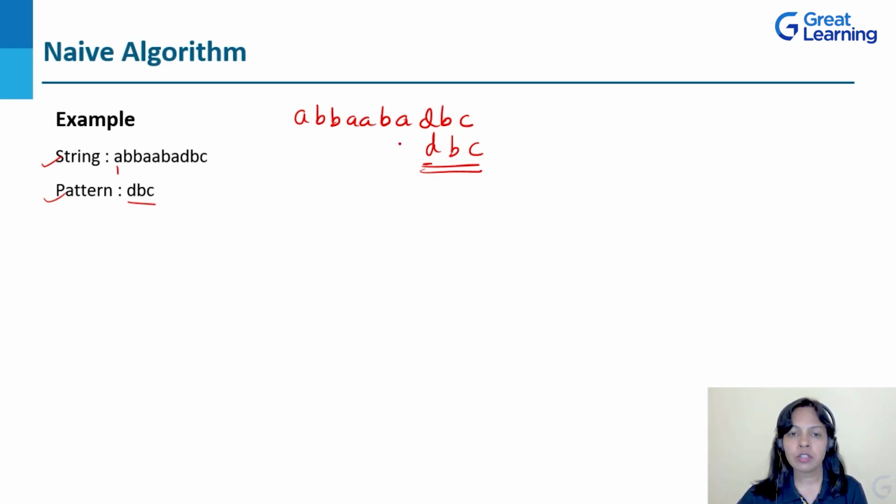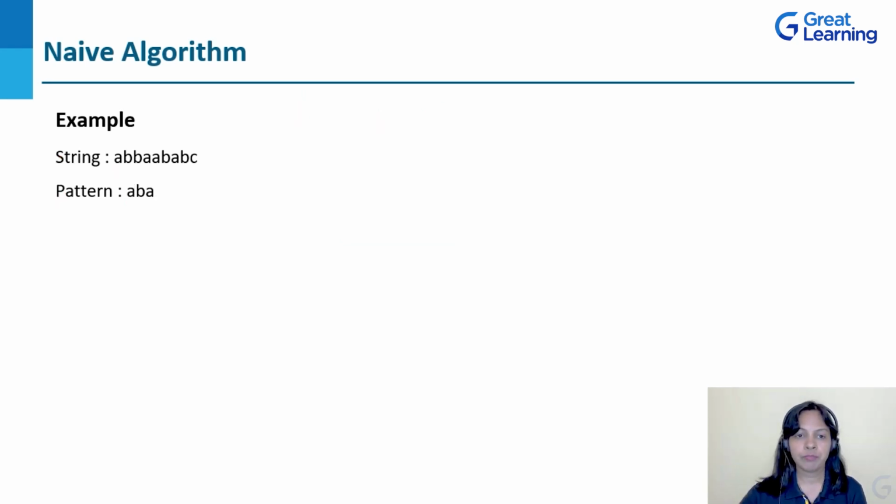And at what location? If I start counting from the 0th index here, or if you start counting from first, suppose, so 1, 2, 3, 4, 5, 6, 7, 8. So at the 8th index, we found the given pattern in the string. Okay, so this is how the basic naive algorithm works. Now, this was a very simple example, where at one given point itself, the pattern was matching with the string. Now, let us see one more example to understand the naive algorithm.